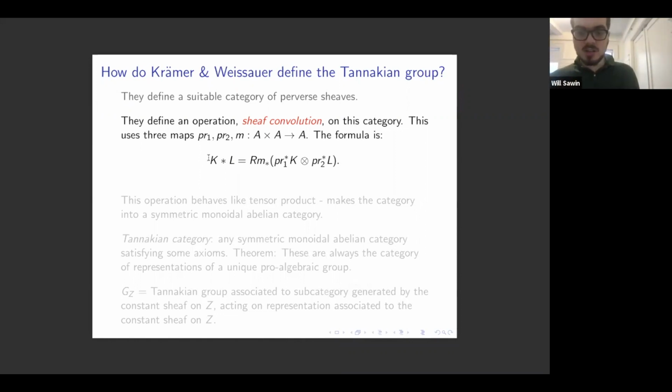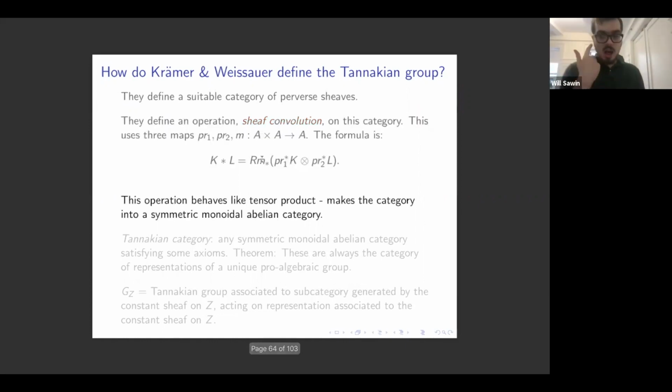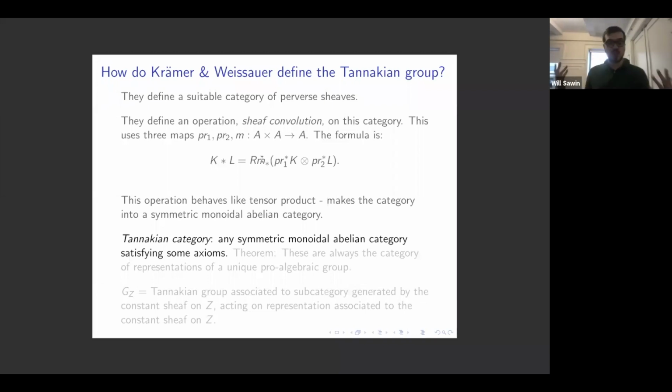And so the convolution is defined by, you take two sheaves to convolve, you pull one back into the first projection, you pull the other back into the second projection, you tensor, and you push forward under multiplication. And this is formally identical to the usual arithmetic or analytic notion of convolution on an actual group. And it behaves in this setting very much like tensor product. We can formalize that by saying it makes the category of perverse sheaves into a symmetric monoidal abelian category. And so a Tannakian category is any symmetric monoidal abelian category satisfying certain axioms.